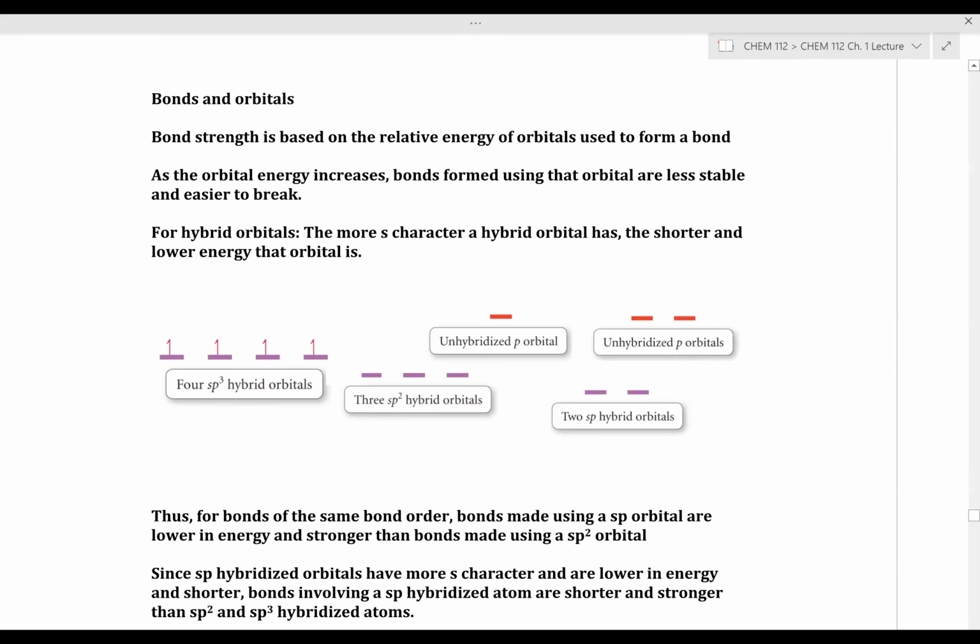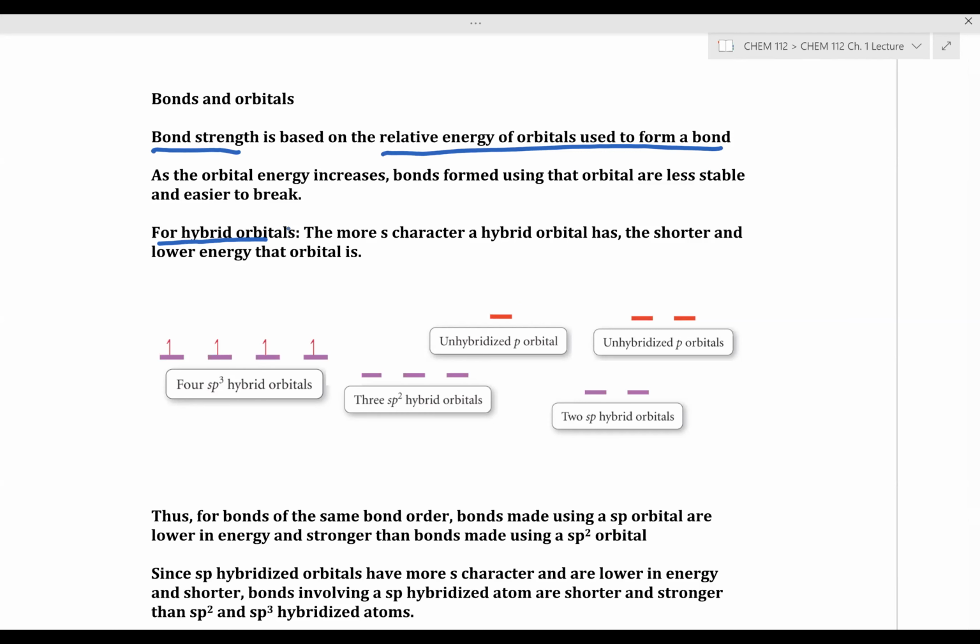Okay, so as we've discussed, bond strength and bond energy is based on the relative energy of the orbitals used to make a bond, right? Your orbital energy affects your bond energy. So for hybrid orbitals, when we discuss the different hybridizations, what hybridization produced the lowest energy hybrid orbitals? What are the lowest energy hybrid orbitals?